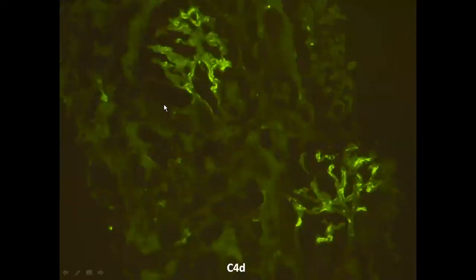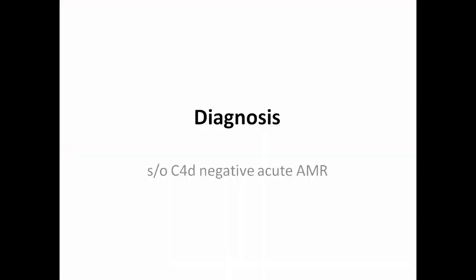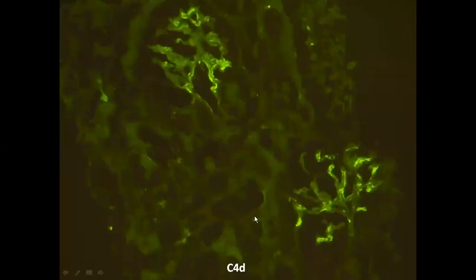C4D, again, as compared to the previous biopsy, the present biopsy was also showing no significant staining in the PTC, except an occasional PTC was showing very minimal staining, but it was not very strong. So clinically also, this patient was behaving like AMR. So this was labeled as C4D negative acute antibody-mediated rejection because by Banff criteria, if one occasional PTC shows minimal staining in immunofluorescence, it is considered as negative. On the other hand, by immunohistochemistry, even if one PTC shows some staining, it should be considered as positive.